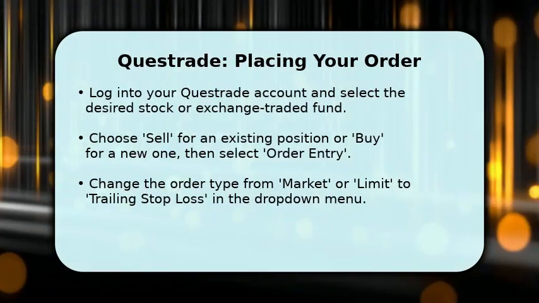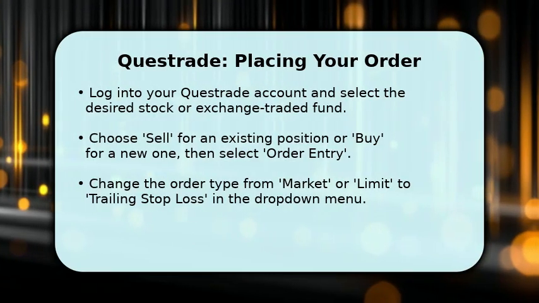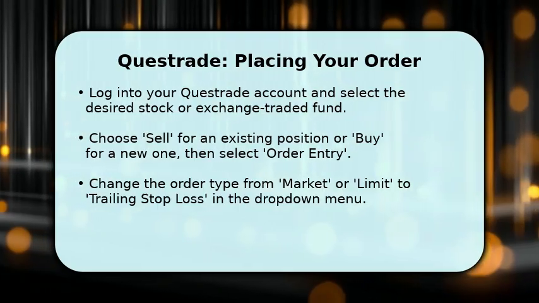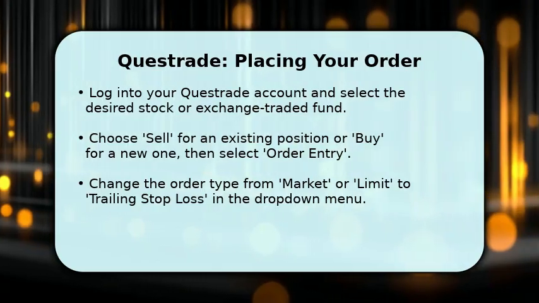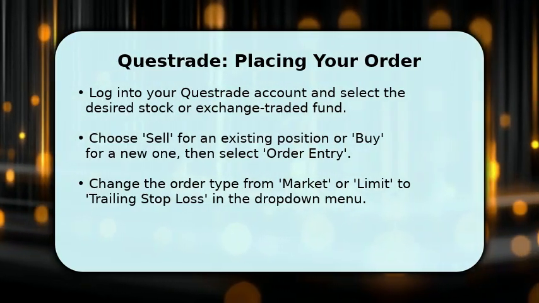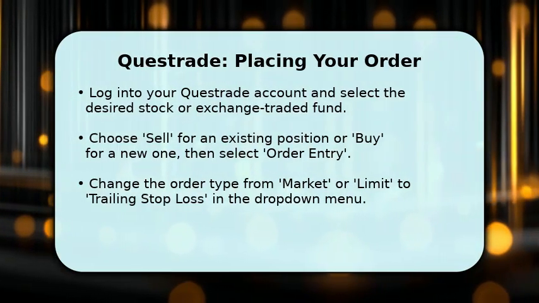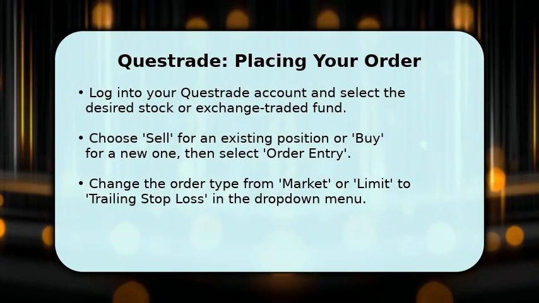To begin, log into your Questrade account and navigate to the symbol you wish to trade. Whether you are selling an existing position or buying a new one, you will access the order entry window. This is where you define your trade parameters. The crucial step here is to change the order type. From the available options, select trailing stop loss to activate this specific protective order for your chosen security.